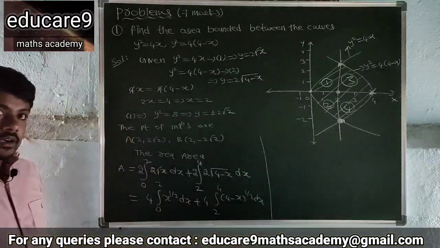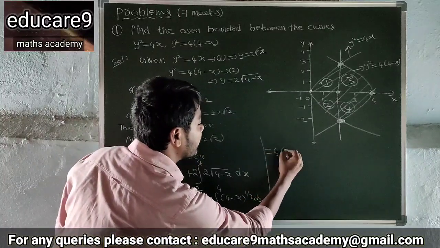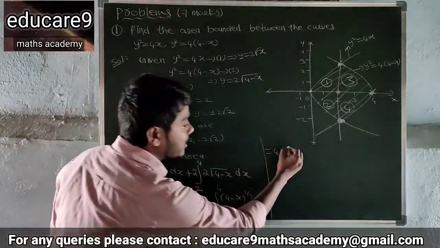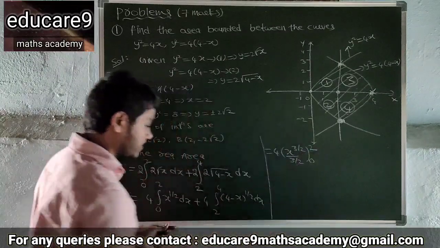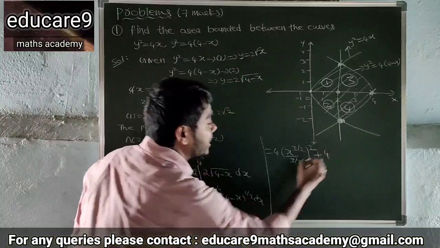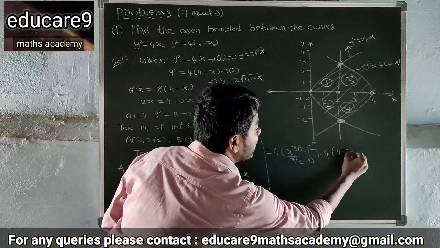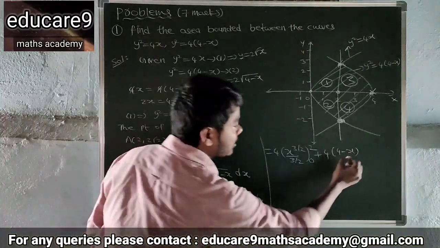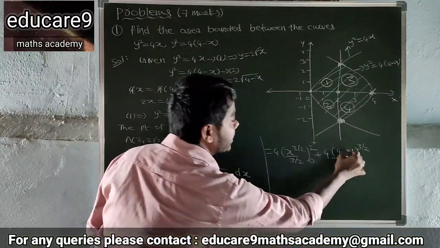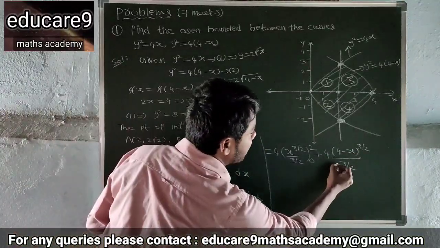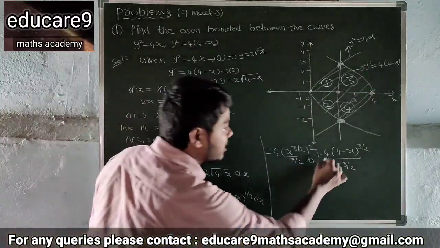Now you know the integration of x power 1 by 2. See here, that is 4 times x power 1 by 2 plus 1, that is x power 3 by 2 divided by 3 by 2, within the limits 0 to 2, plus 4 into the integration of 4 minus x whole to the power 1 by 2. That is 4 minus x whole to the power 1 by 2 plus 1, 3 by 2, so divide by 3 by 2. Here the coefficient of x is minus, so we get minus 3, within the limits 2 to 4.